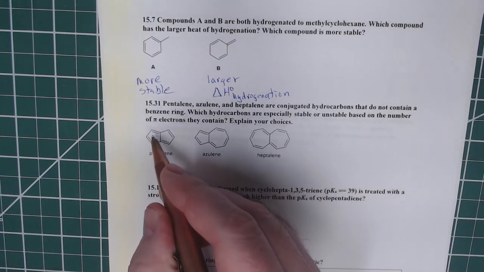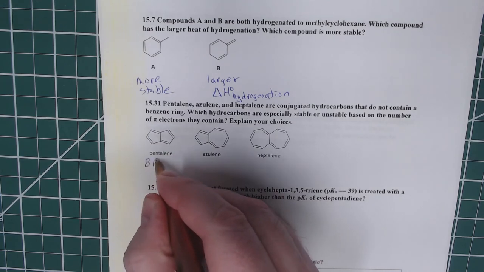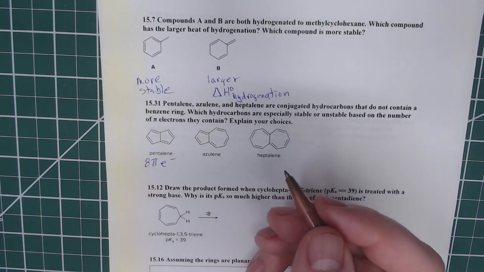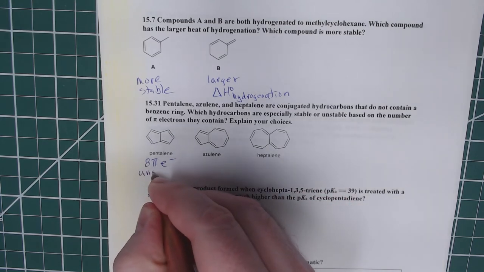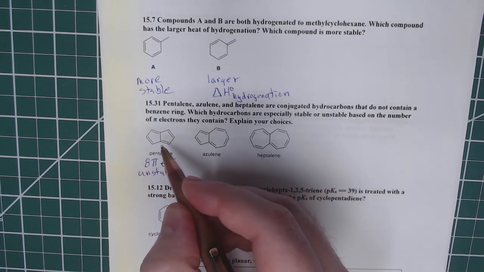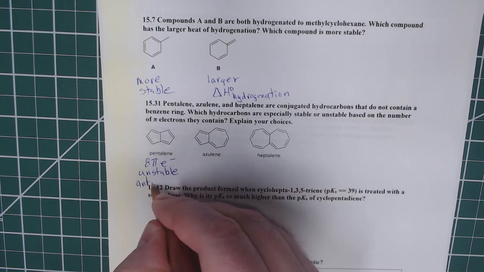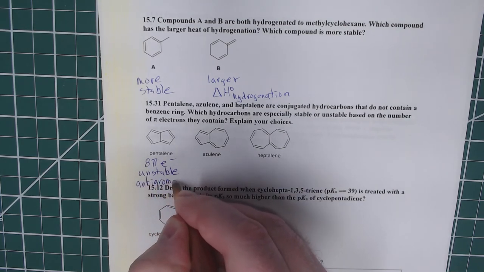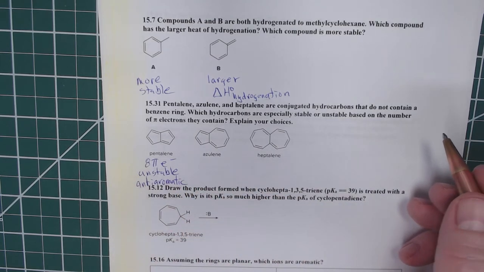So here, 2, 4, 6, 8. That's 8 pi electrons. All right. Well, 8 pi electrons is going to make this unstable. And the reason it's going to be unstable is that with 8 pi electrons, that's going to be antiaromatic. So that'll be antiaromatic.